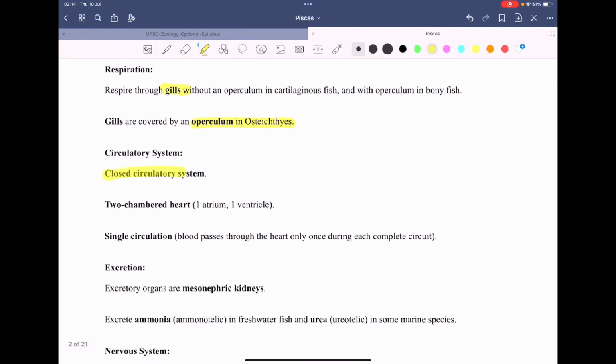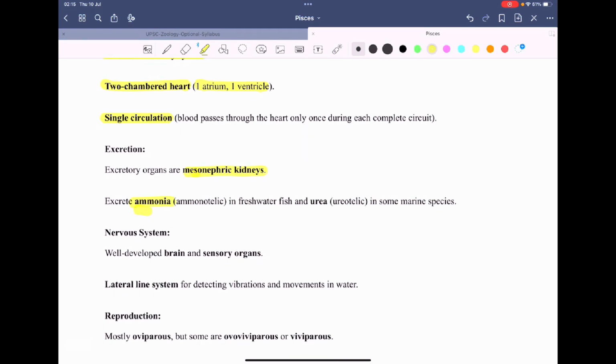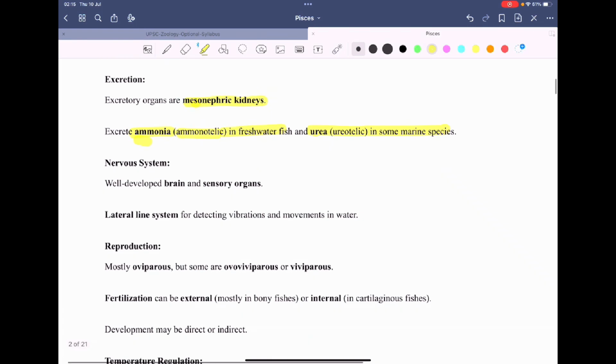The circulatory system is closed. There is a two-chambered heart, that is, it contains one atrium and one ventricle. The circulation is single circulation, that is, the blood will pass through the heart only once. There are excretory organs, these are mesonephric. They excrete ammonia, that is why they are ammonotelic, and also urea in case of marine. In case of marine, there is urea, and in case of freshwater, there is ammonia.